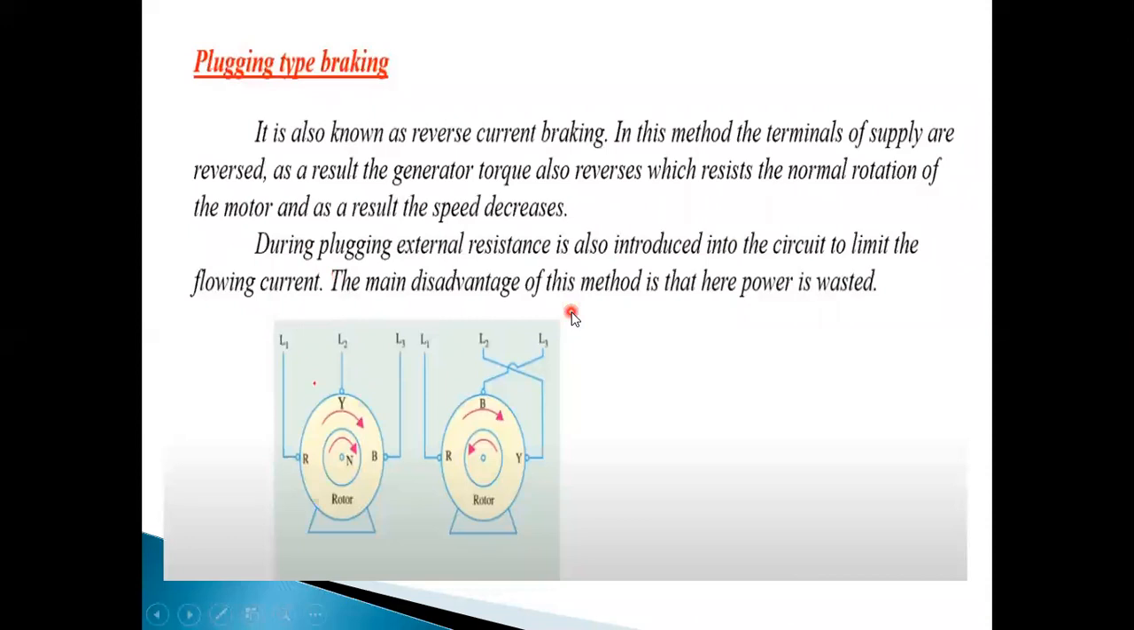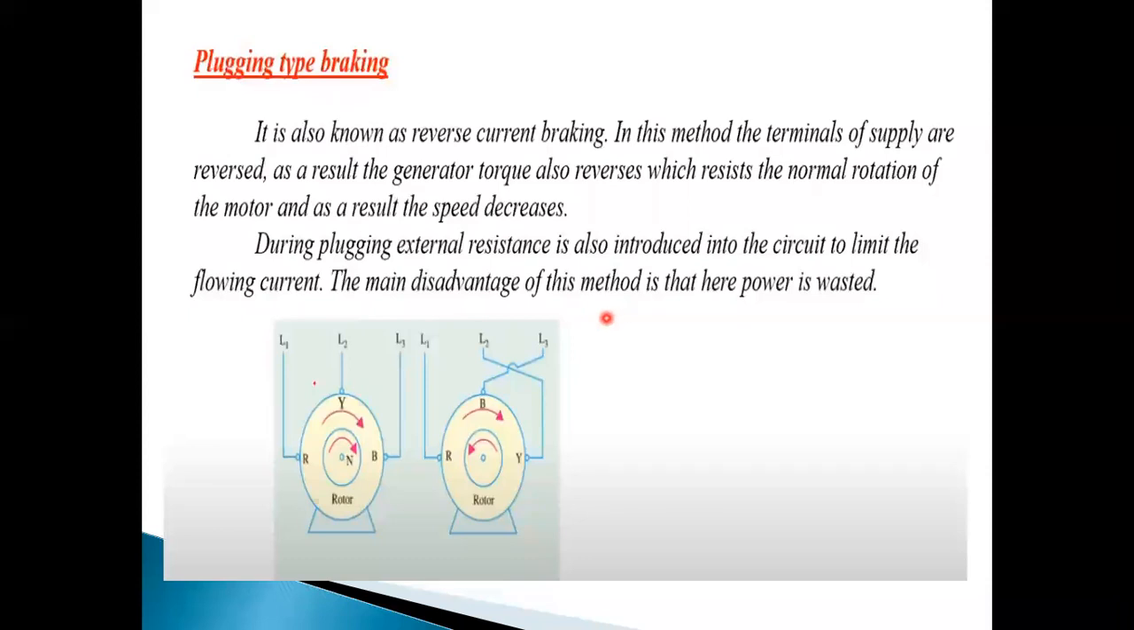In this plugging method, the direction of rotation of the electric motor depends on several variables. Under AC machines, the phase sequence of the stator winding is one of the variables. For DC machines, the polarities of the field or the armature voltage are the variables.